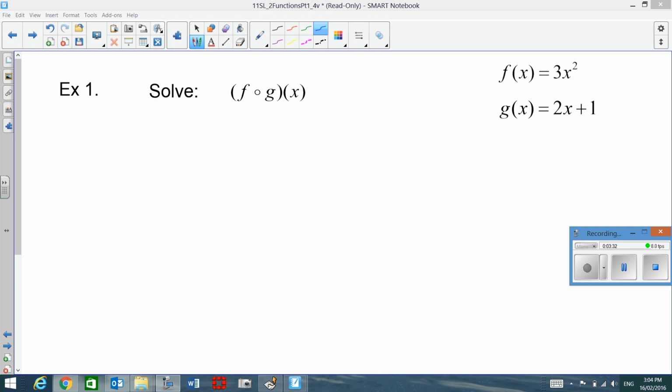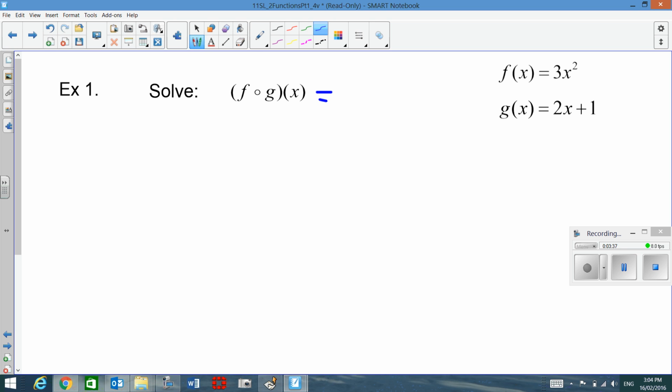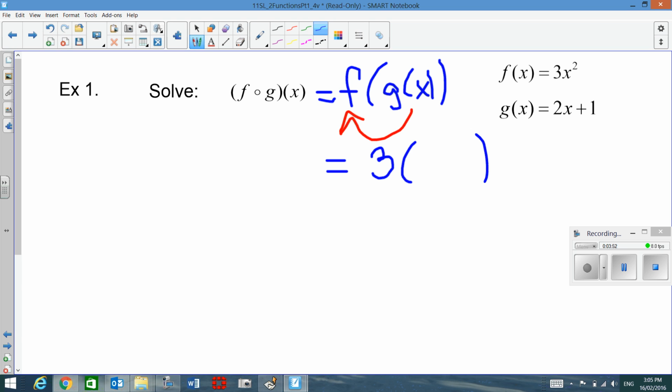So beginning our first example, we are going to compose g with f. And another way of saying this is just thinking of this as f of g of x. So we're going to put g of x inside of f. So the way this works is I'm going to take f, which is 3 times x squared, but I'm going to take g, and I'm going to put that inside, replacing the original domain of x. So that now becomes 2x plus 1 quantity squared.